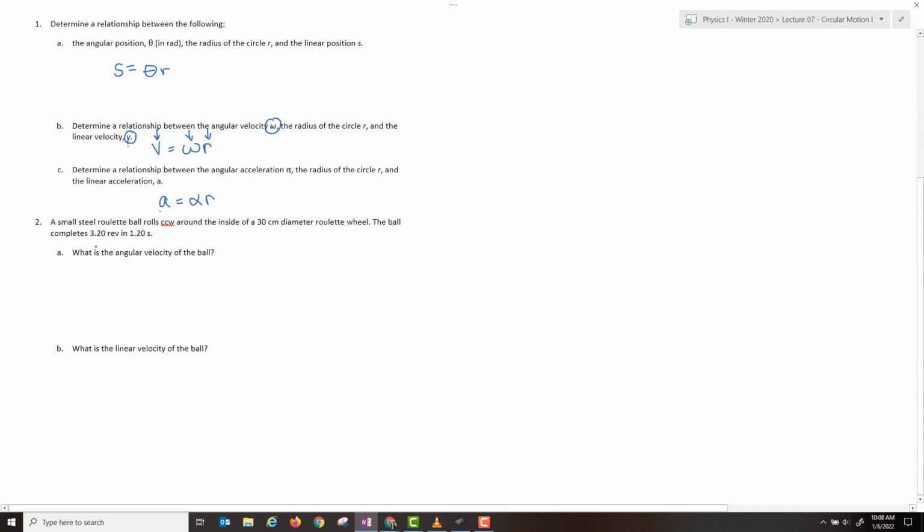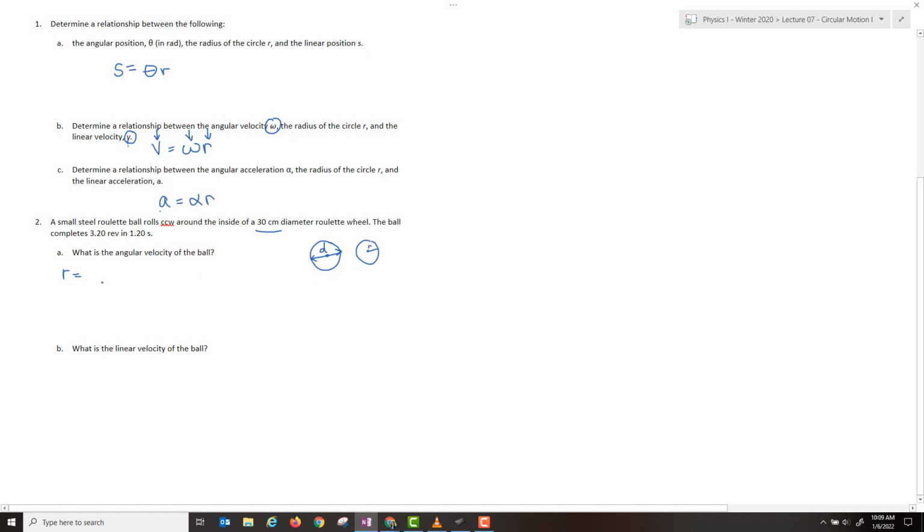Okay, so let's write down everything we know. We have a 30 centimeter diameter roulette wheel. That's the diameter of the wheel. What would the radius of the wheel be? It would be half of that, right? Because the diameter is the length from one end of the circle to the other, passing through the center of the circle. That's 30 centimeters. My radius goes from the center of the circle to the edge of the circle, so it's half as much.